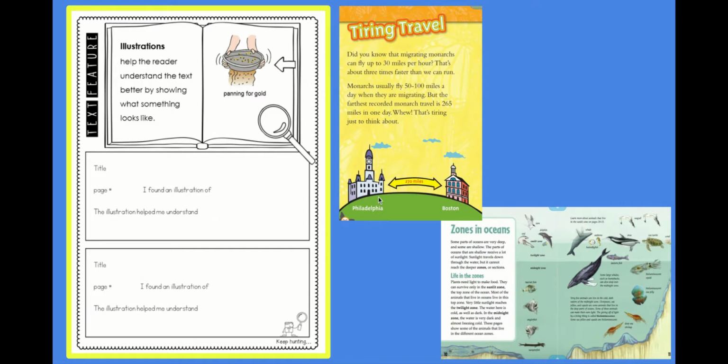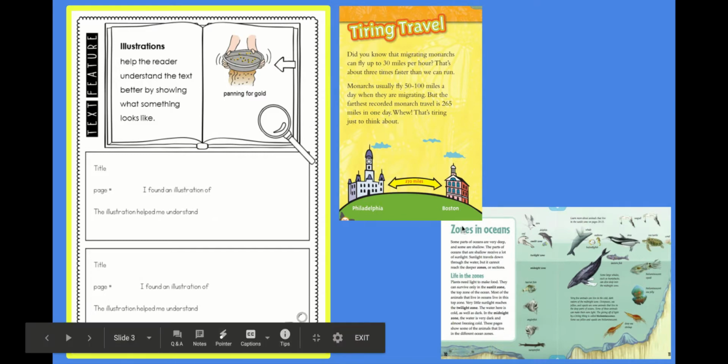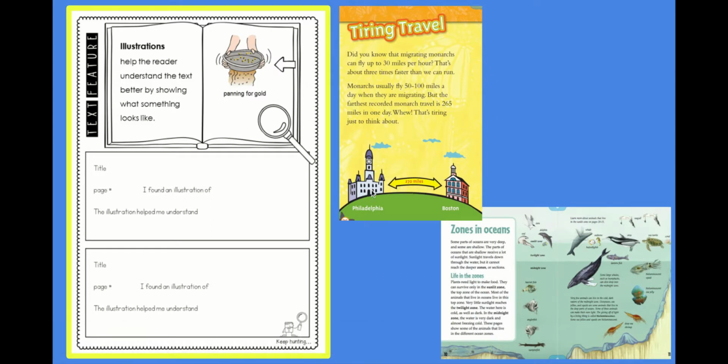So if you look over here, I found two different examples of illustrations. This book was about monarch butterflies, and this illustration is showing the farthest recorded monarch, how far they traveled in one day. So it traveled 265 miles. So this illustration is showing that from Philadelphia to Boston is 270 miles. So I might write over here that this illustration is helping me understand just how far away 265 miles is.